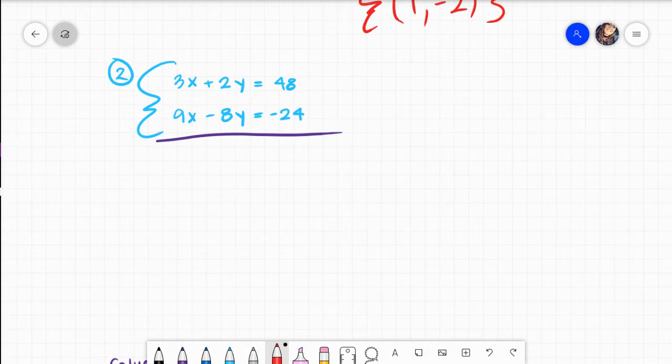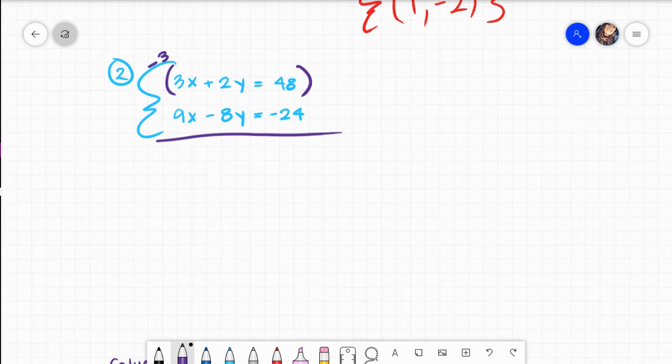Well, I do know that 9 is a multiple of 3, which means that I could multiply 3 by something, and then I would be able to cancel that 9. Well, if I multiply 3 by 3, I get 9, right? But if I combine 9 and 9, I get 18. So I actually need to multiply this first equation by a negative 3, right? Let's go ahead and do that, and you'll see why this works.